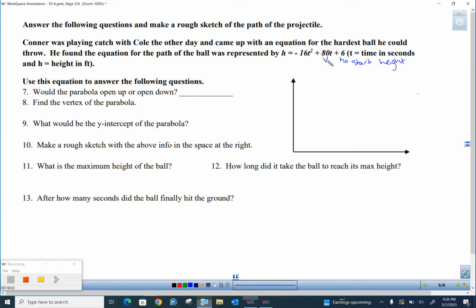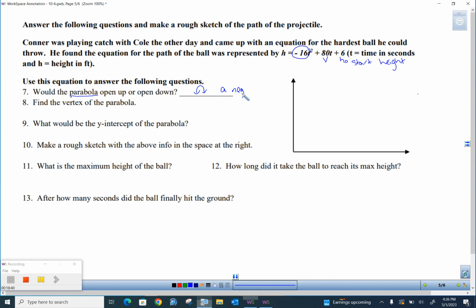Okay, so what we're going to do is talk about some questions here. Would the parabola open up or down? Okay, reminder, this is the shape, and we want to go up or down based on the sign of A. So this one is going to go down. And I'm just going to remind you that's because A is negative.